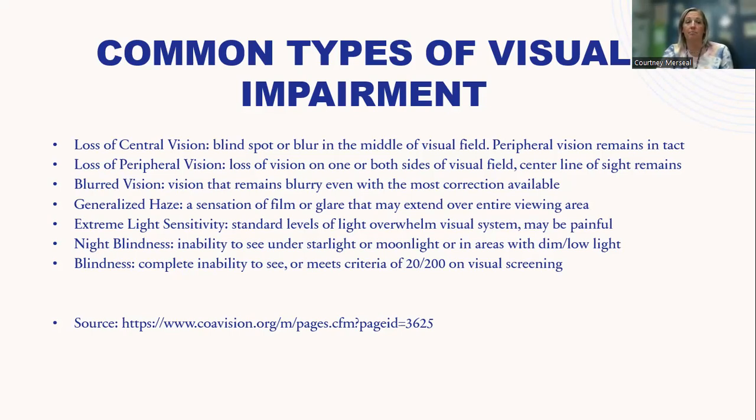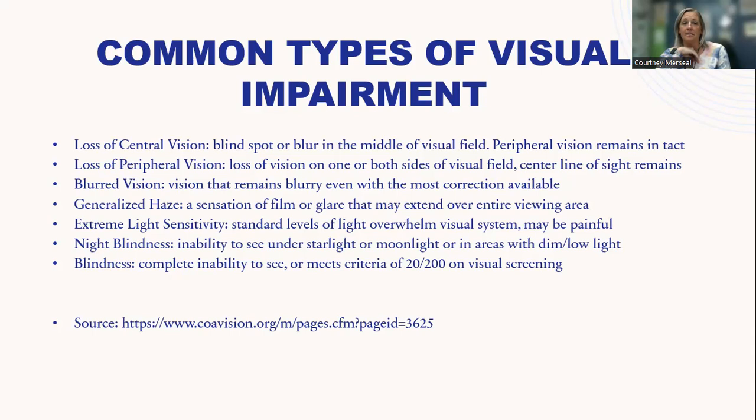You can have a loss of peripheral vision, which is loss of vision on one or both sides of a visual field, but the center line of sight right in front of them remains unchanged. You can also have blurred vision, so vision that remains blurry even with the highest correction available with glasses or contacts. Generalized haze, which is a sensation of film or glare extending over the entire viewing area.